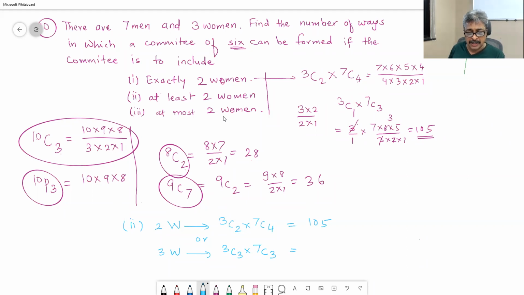Answer for this is 3 choose 3, which is 3 choose 0. 3 choose 3 is 1, basically, because you are supposed to write in the numerator 3 factorial, in the denominator also 3 factorial. Therefore, it is 1 into 7 choose 3, which is 7 into 6 into 5 upon 3 into 2 into 1. 3 into 2 is 6, otherwise 35. So 105 and this OR in English is add in mathematics, which makes it 140. That is our second answer.